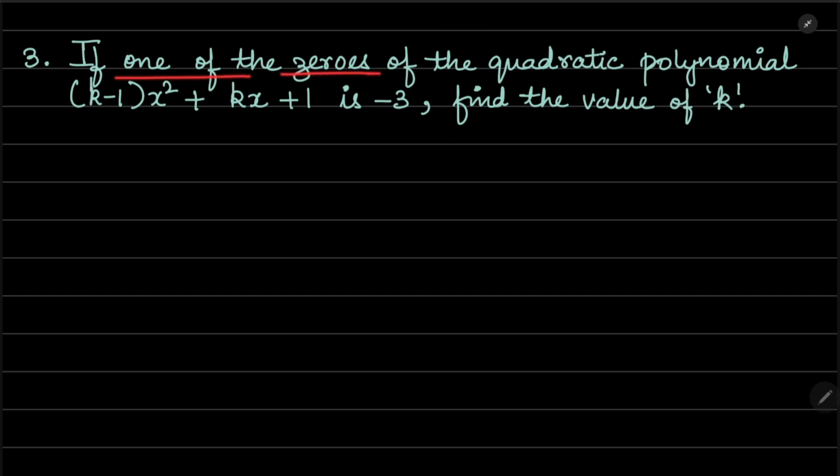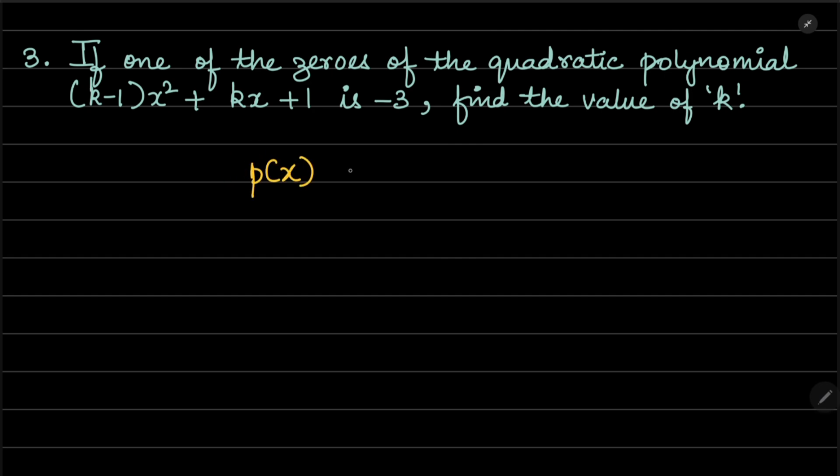If one of the zeros of the quadratic polynomial (k minus 1) x square plus kx plus 1 is minus 3, very similar to the first question that we solved, find the value of k. I'll give you 5 or 10 seconds to solve. Think and do it. Pause the video and then I will solve it with you. Let me just write whatever is given till then.